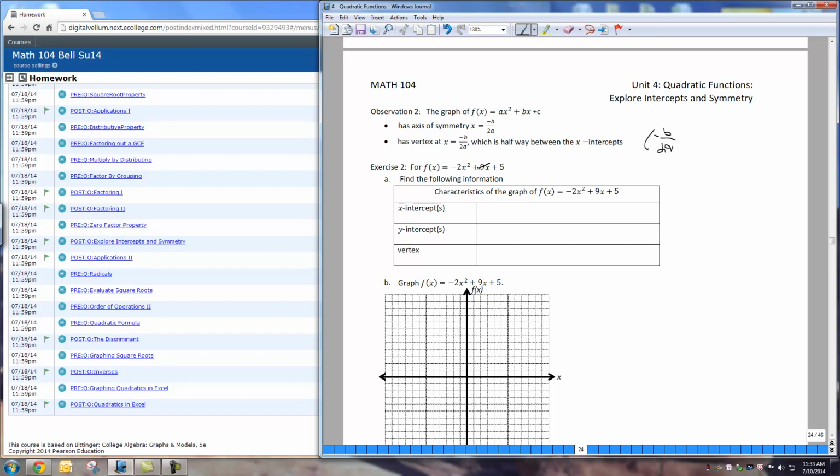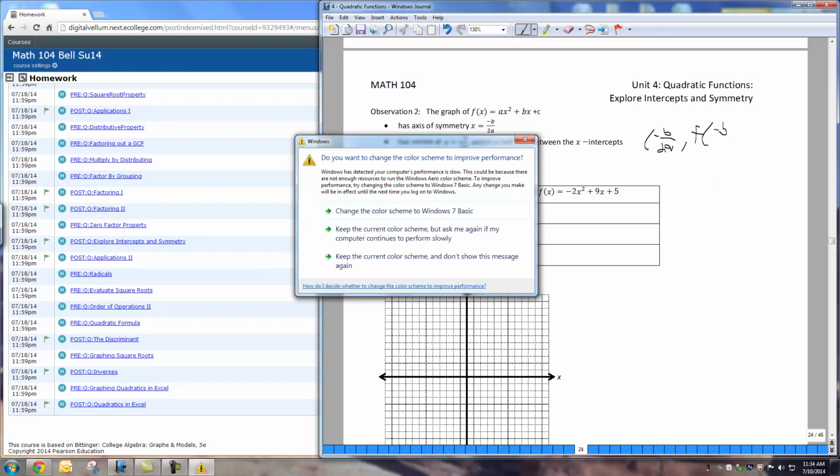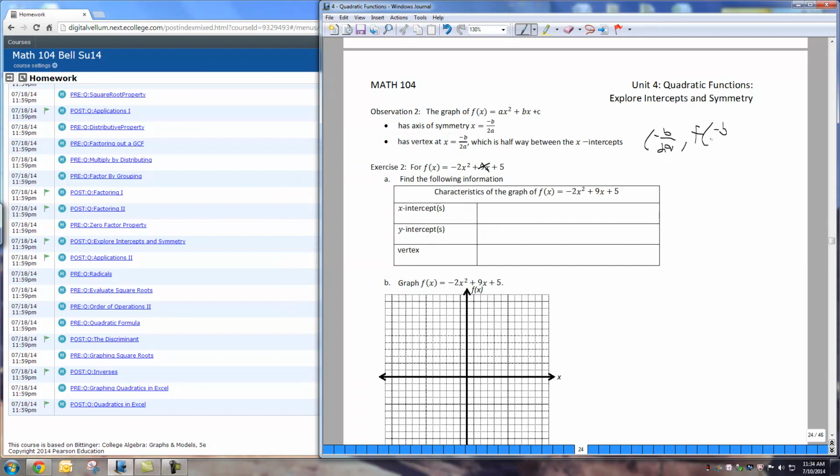So notice if there is no b term, if it's negative 2x squared plus 5, the x value of our vertex is going to be 0. So it's going to be on the y-axis, which makes sense from the previous videos we've looked at. So if this is the x value of the vertex, the y value is just going to be f of that. F of negative b over 2a. This formula will always give you the vertex of a parabola. It's very important to remember.